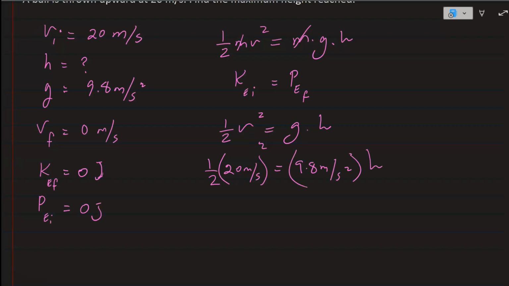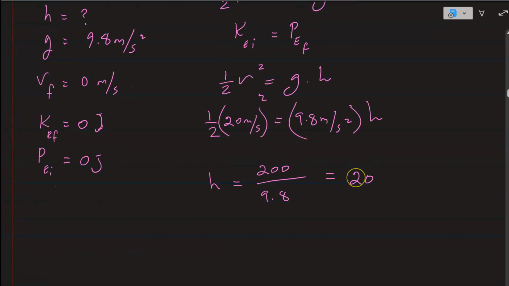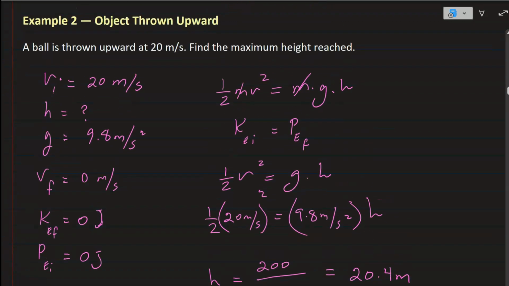For simplicity's sake, we're going to remove the unit, and then we're going to put it back again. So h is equal to 400, half of 400 is 200, and then you have to divide it by 9.8. Okay, so we're basically solving for h, isolating h. So the answer will be 20.4 meters. This is how high that ball will get if it starts at 20 meters per second. Okay, so again, we use the conservation of energy to solve this problem.